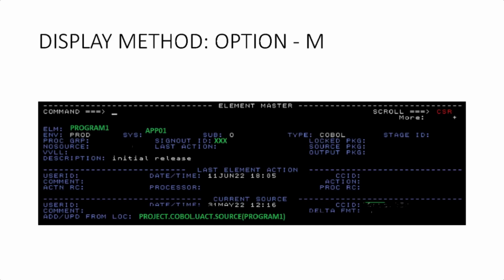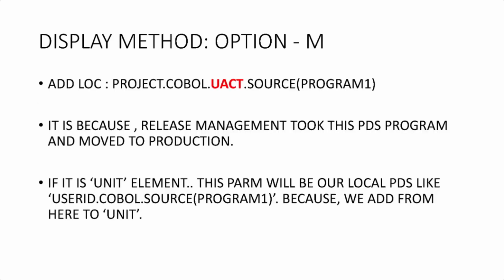So here, add or update location is nothing but the PDS from which it has been added. So it is from ESCT. ESCT is nothing but user acceptance; we come across the regions from unit, integration, user acceptance, then production. So it is picked up from user acceptance. That's why it is showing the user acceptance. So that's what I have explained here. Add or update location is because release management took the PDS program and moved it to production. So in the unit element, if you give the master information, it will show the local PDS, whichever location your local PDS was added from, that will be shown.